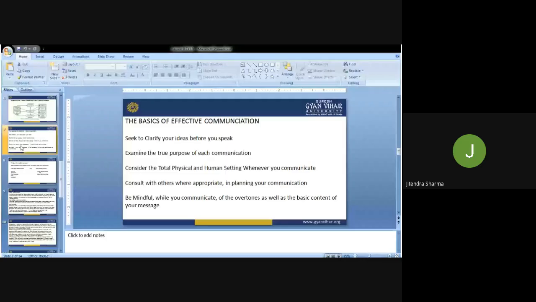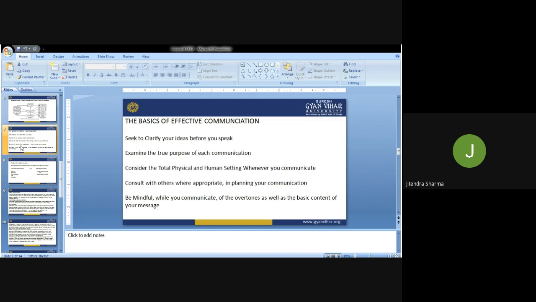Seek clarity of your idea before you communicate with others. First you have to have that much clarity in yourself. If you have that clarity, then you start speaking. Otherwise, if you have confusion at your level, then you are spreading confusion further down the line. So seek clarity in your idea before you speak. It means you must be clear about what kind of message you want to spread in the team.